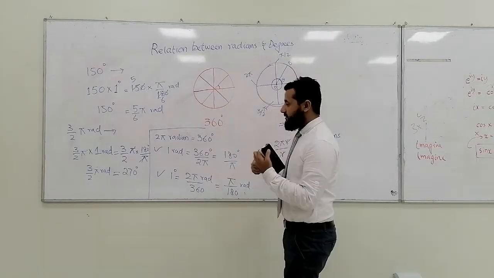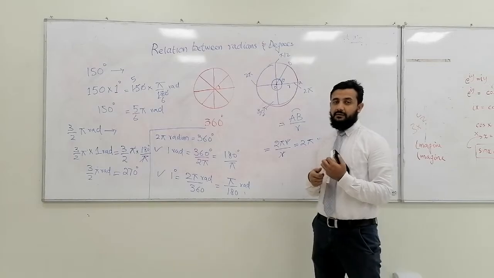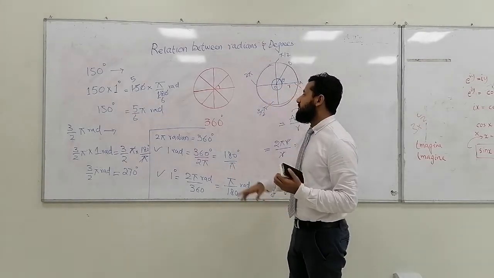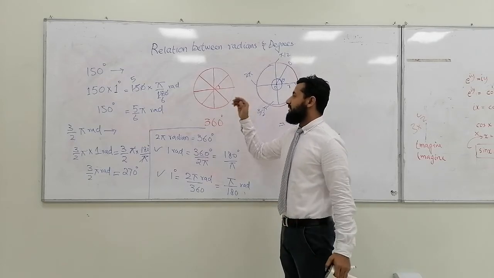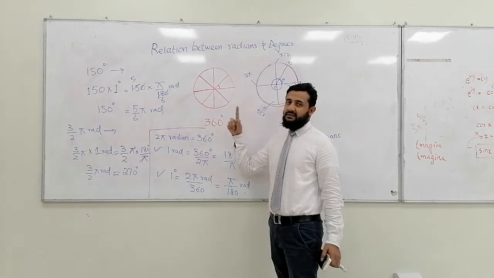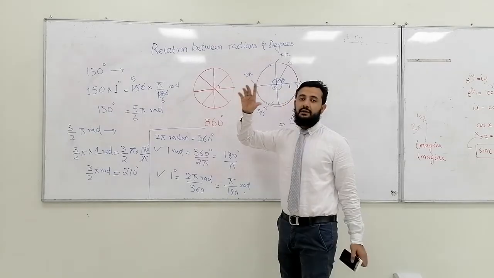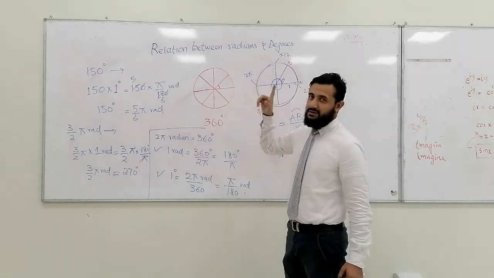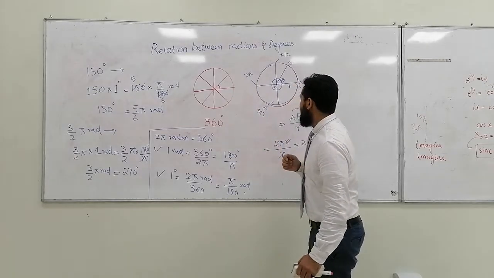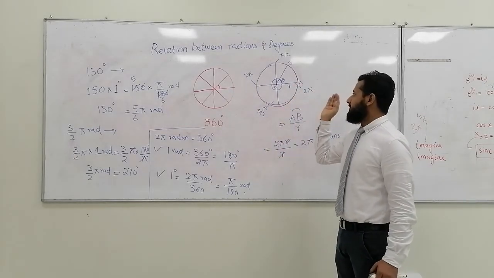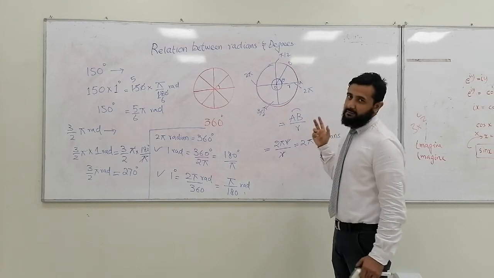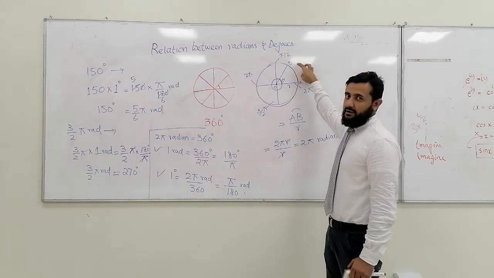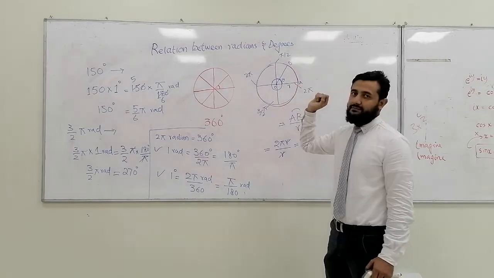So the lesson today was about the measurement of angles. There are two units that we normally use to measure angles. One is degree. Every circle has 360 degrees because it is split into 360 equal sections, and the angle of one section is considered as 1 degree. And then we have radian. Radian is nothing but the ratio of the length of an arc to the radius.